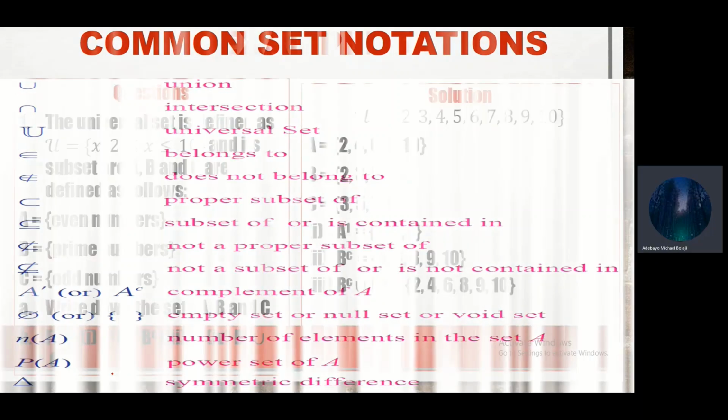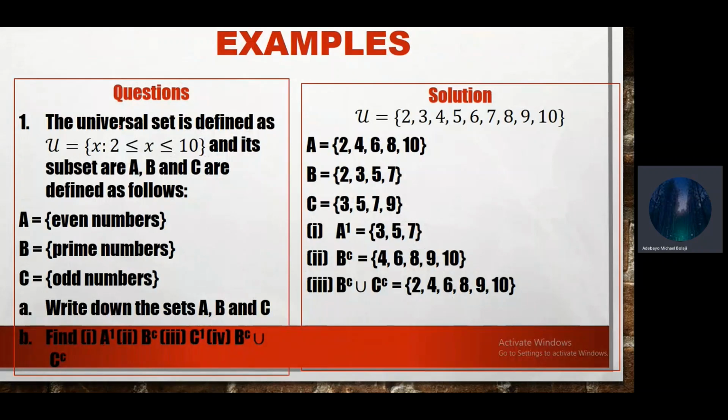Now let's solve some questions. Look at this first question. It says the universal set is defined as mu equals x, where x takes values from 2 to 10. Why is it 2 to 10? Because we have less than or equal to. So x is from 2 to 10. We have 2, 3, 4, 5, 6, 7, 8, 9, 10 as the members, or rather the elements, of our universal set.